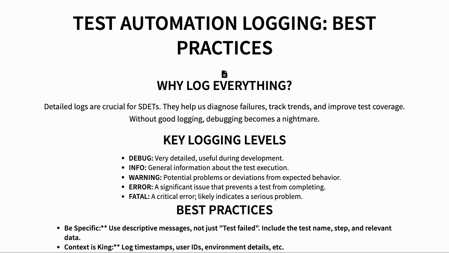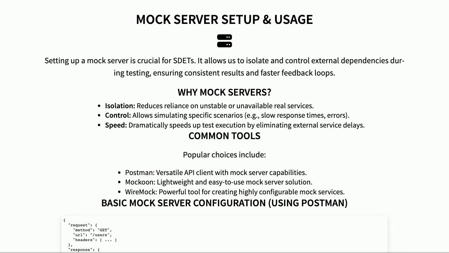We want to use error and fatal for serious problems. And most importantly, be specific in your messages. Don't just say test failed, tell us which test failed, what step caused it, and any relevant data. Structured logging, using formats like JSON, makes analyzing logs much easier. Finally, remember to avoid logging sensitive information. Does that make sense?